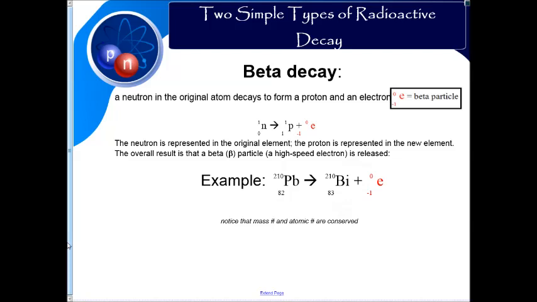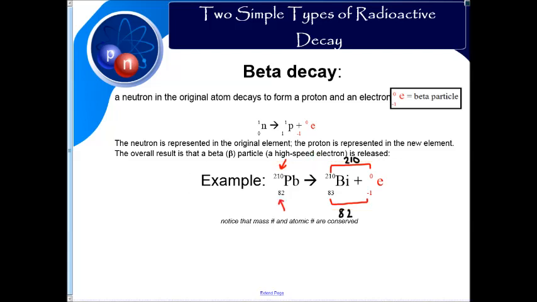For example, we have lead. Lead has a mass number of 210 and an atomic number of 82. But when it undergoes beta decay, it becomes bismuth. Still has a mass number of 210 because nothing changed overall for the mass number. A neutron became a proton, but that didn't affect the overall total mass number. But down below, our atomic number did go up 1. And as a result, the -1 from the beta particle cancels that out. So they will still add up to 82 to match what we started with.